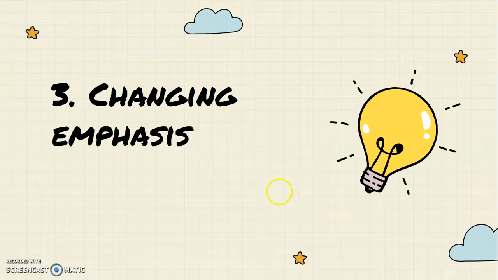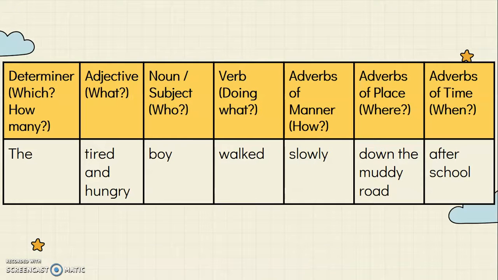Number 3, we're going to change the emphasis of the sentence. Okay, let's take a look at this sentence. It's a very long sentence. Do you remember the first method I've taught you? We add in word classes to expand the sentence. So this is the expanded sentence. The tired and hungry boy walked slowly down the muddy road after school.